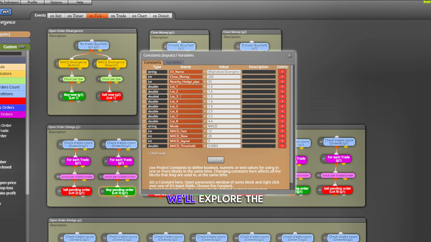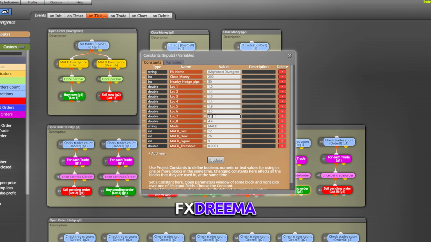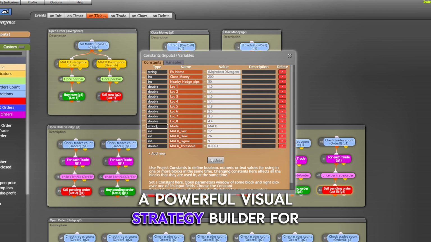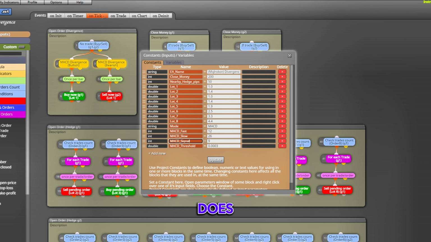In this video, we'll explore the structure and logic of the Mqlrobot EAS Divergence Hedge EA. This EA is built entirely using FXDreema, a powerful visual strategy builder for MetaTrader, without writing a single line of code. Let's break down what this EA does.